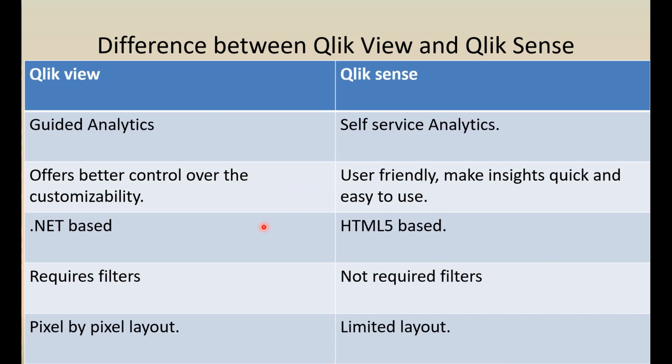ClickView is completely developed on .NET, whereas ClickSense is a front end and HTML5 based. In ClickView, it requires certain filters, whereas in ClickSense there is no filter concept. It doesn't require filters; some inbuilt features are available here in ClickSense. ClickView has a pixel by pixel layout, and it is a limited layout.